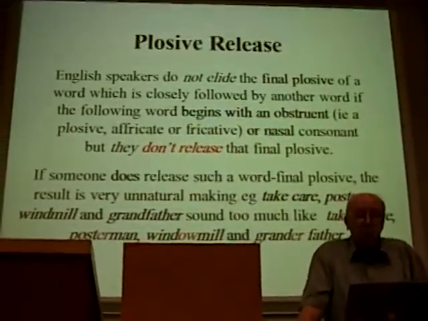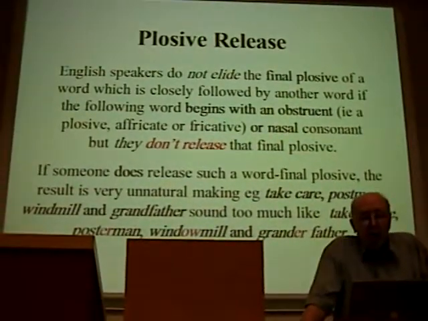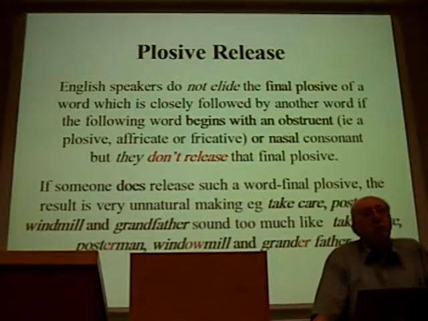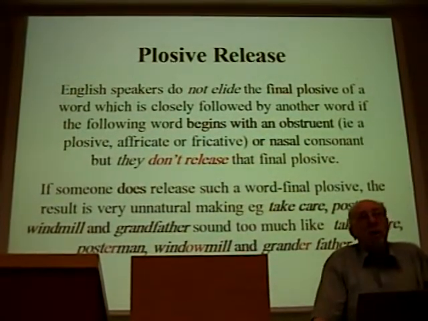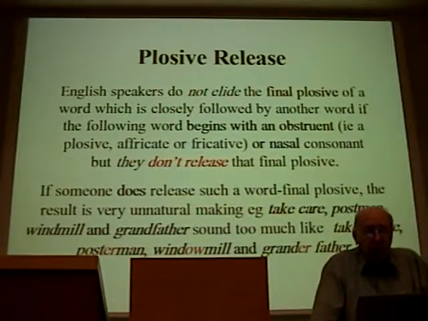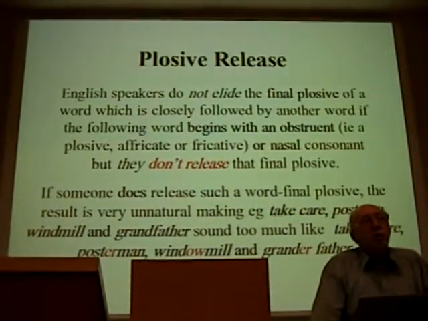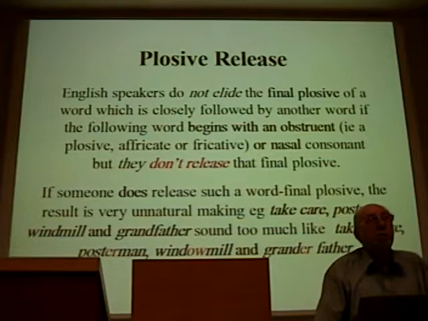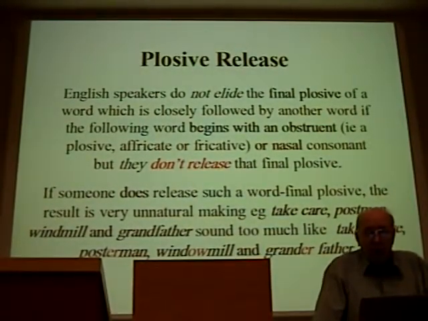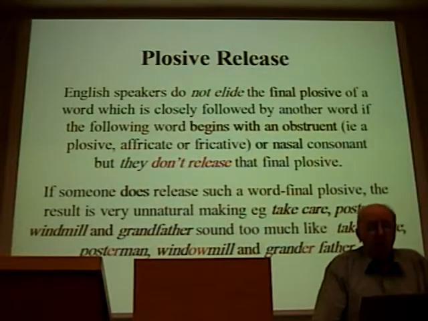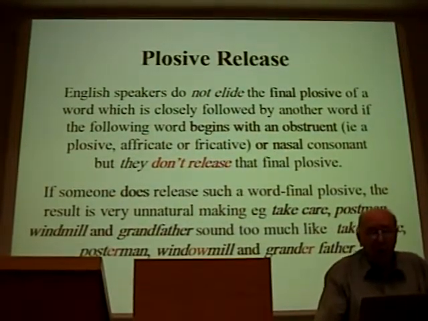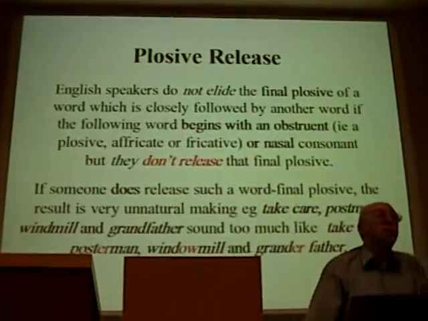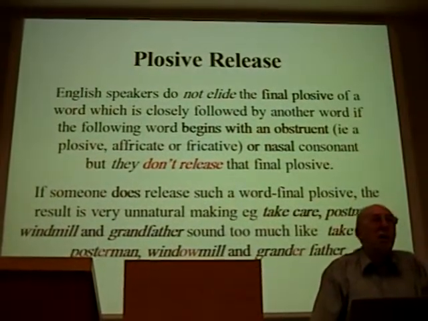Right. So one more thing about these then. When you have an English word ending in a plosive consonant and another word following, it doesn't begin with a vowel, but begins another consonant, then the habitual thing to do is not to release the first consonant. So you don't say "out-take" with a release, but "outtake", and so on. And now, I've given several examples here which are not pronounced with a release: take care, postman, windmill, grandfather. I occasionally hear some rather self-conscious speaker trying to do this. They sound silly if they do, right?